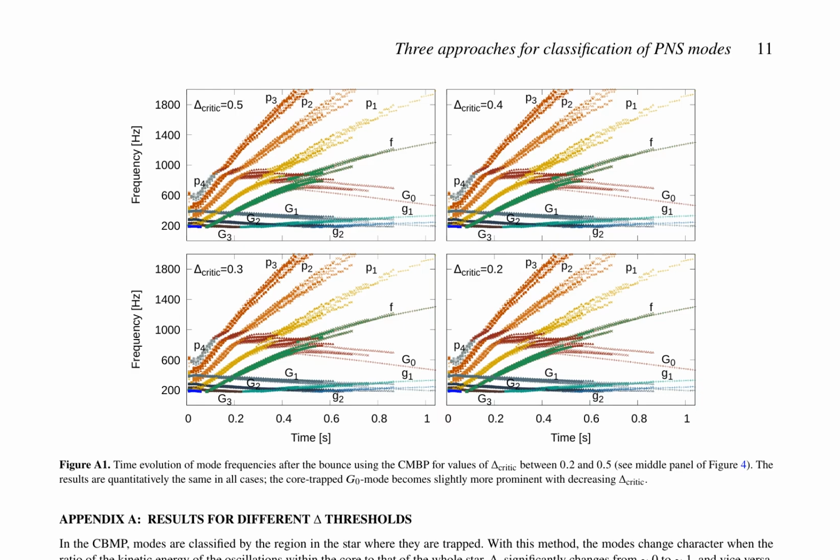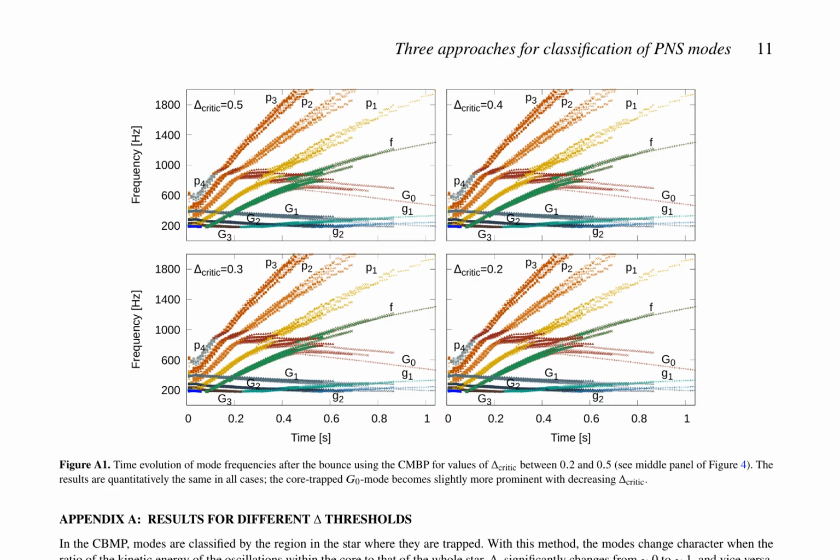of modes. Figure A1 displays the time evolution of mode frequencies after the bounce, using the CBMP with different values of delta critic between 0.2 and 0.5. The results show that the core-trapped G0 mode becomes slightly more prominent with decreasing delta critic. The modes change character at different times for each case, with larger delta critic values resulting in modes becoming trapped in the envelope earlier, compared to smaller delta critic values.